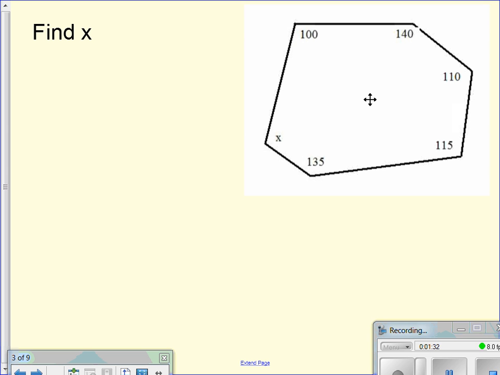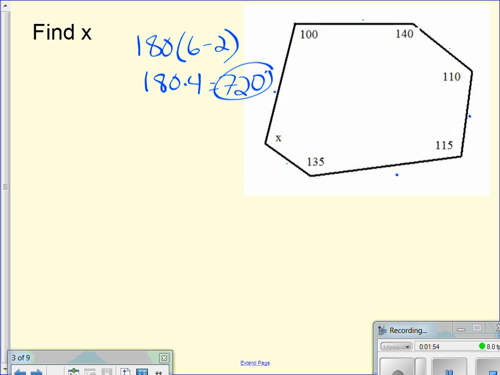So we want to find x here, and just like as if it were any shape, I want to figure out what those angles have to add to, okay? And I know there's 1, 2, 3, 4, 5, 6 sides. So I plug it into my formula, 180 times 6 minus 2. 180 times 4 gets me 720 degrees. Awesome. So I know that the sum of all of these angles are 720 because it's a hexagon with 6 sides. So what I do is I make a little equation. 720 is going to be equal to the sum of every single angle.